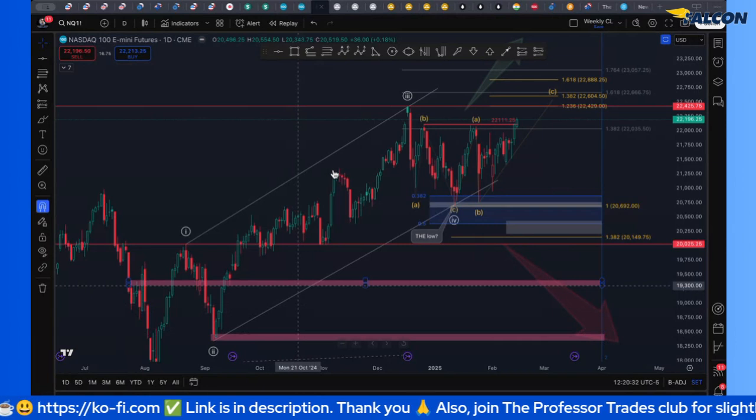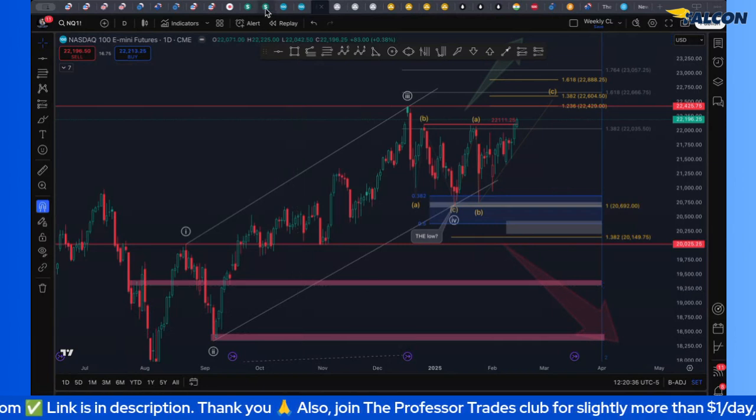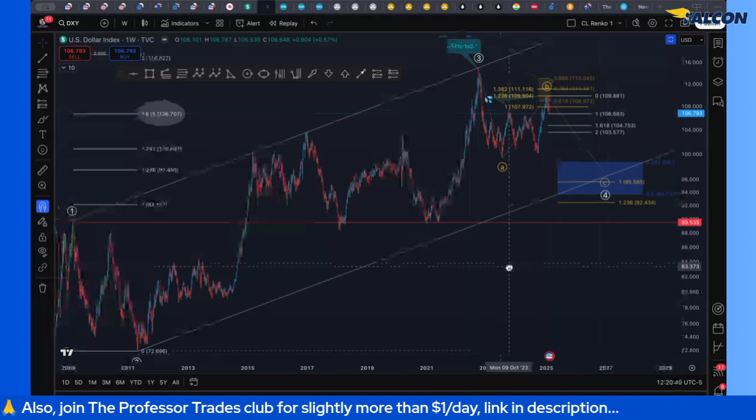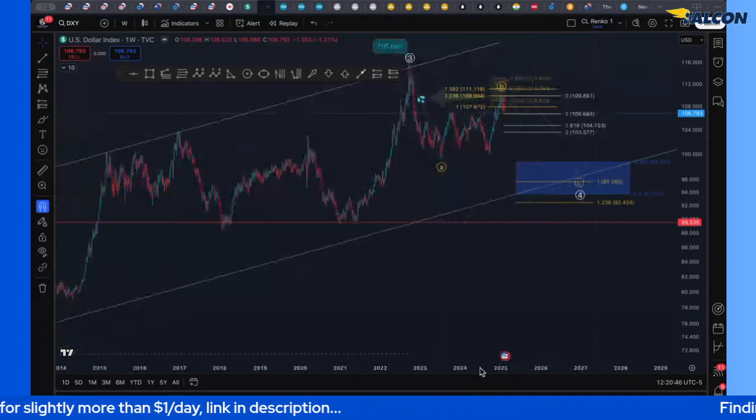All right, so that's Nasdaq longer time frame. Now we're going to move to the dollar longer time frame. I haven't changed this chart in quite a while. The idea here is we've topped in a wave 3, and we are now in a wave 4.